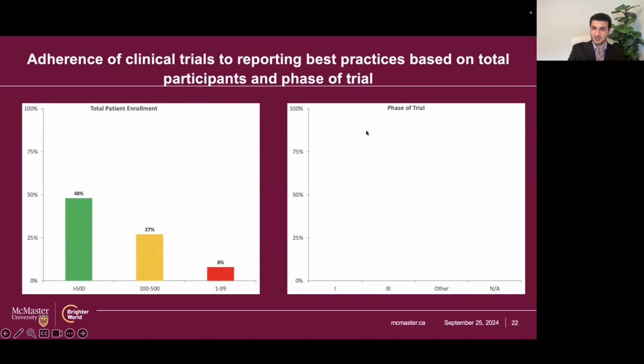When it comes to the phase of the trial, phase 1 trials were as low as 4%. Phase 3 trials, 49%. Once again, this is also present in the literature, interesting nonetheless. And then for all remaining phases, that number is 22%. And as I showed you earlier, roughly 3,000 of the identified trials, if I'm not mistaken, simply didn't report what phase they were in. And for those trials, the adherence to all three best practices was 4%.